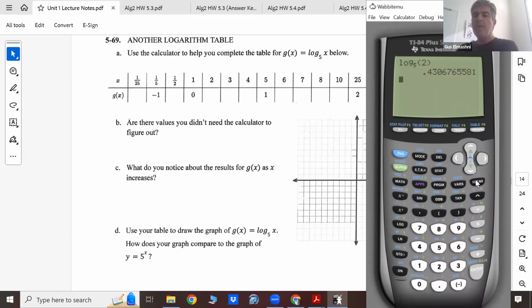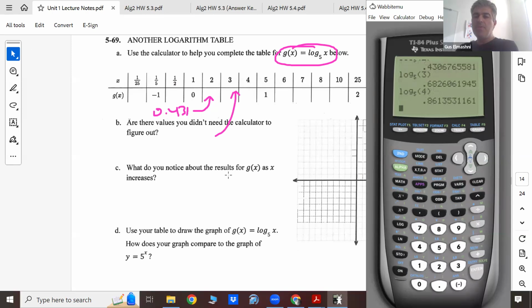Thank you. Log base 5 of 2 is 0.431. So this right here is 0.431. All right. If I rinse and repeat, you get these other decimal answers. So here's what's happening.